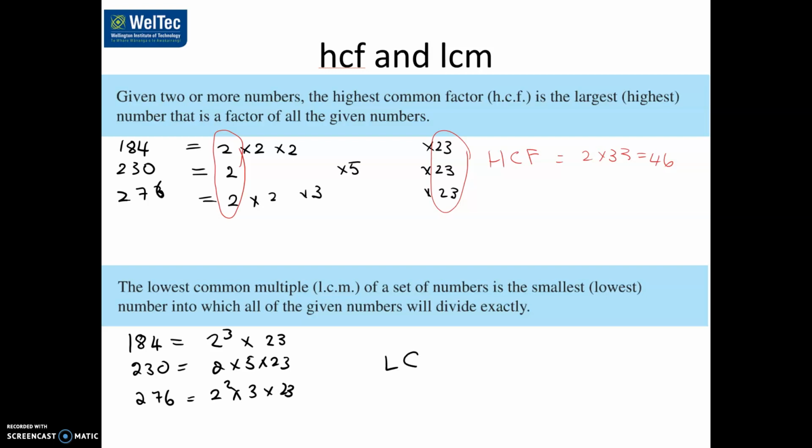Now the lowest common multiple is going to be the biggest power of each of the prime factors. So the biggest power of 2 is 2 cubed. The biggest power of 3 is 1. The biggest power of 5 is 1. And the biggest power of 23 is 1. So that's the lowest common multiple, and you see that it's bigger than all of the others. So it's the smallest number into which all of the given numbers will divide equally.